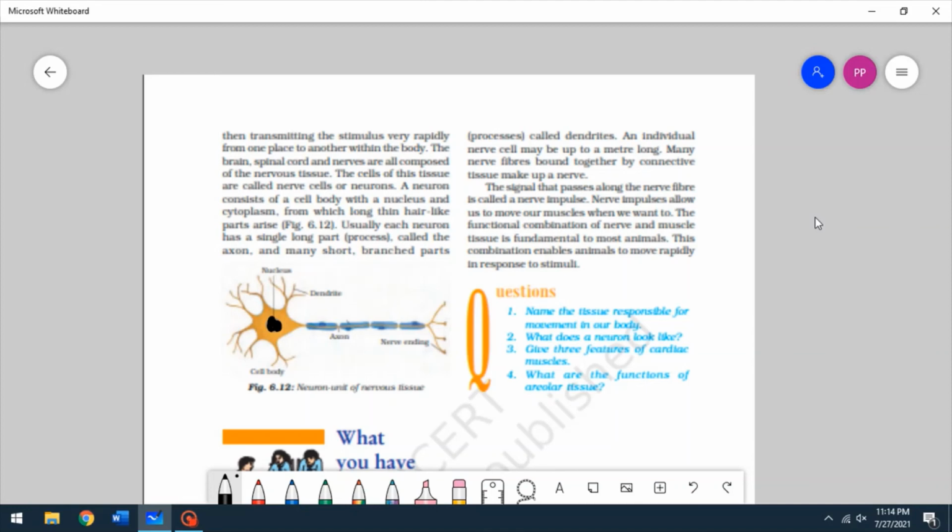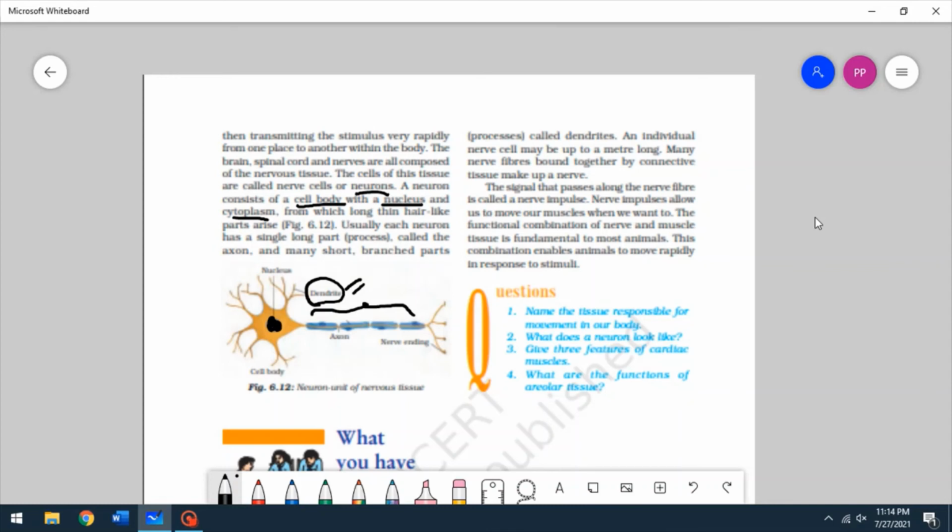Alright, so the cells in these tissues are called neurons, and a neuron consists of a cell body with a nucleus and cytoplasm, from which long, thin, hair-like parts called the dendrites arise. Each neuron has a single long process, called the axon, and many short branched parts called the dendrites, right? An individual cell may be up to a meter long. That's how long they may be, alright? Can be more or less, but they're typically about a meter long.